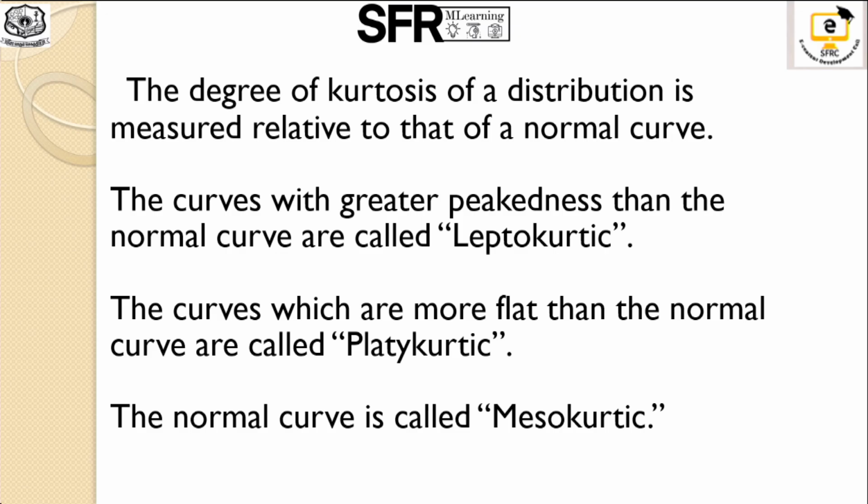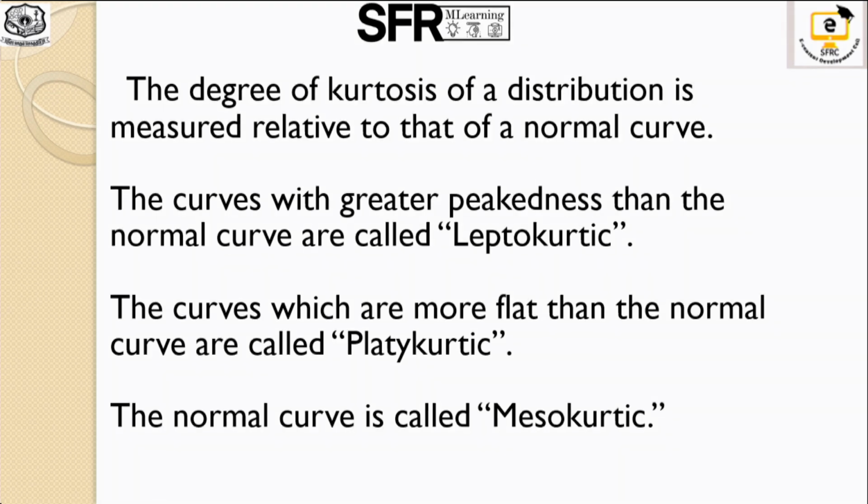Three names exist for kurtosis, that is, the peakedness of the curve. If it is greater than normal, then it is leptokurtic. If it is flatter than normal, it is known as platykurtic. If it is the same as the normal curve, it is known as mesokurtic.